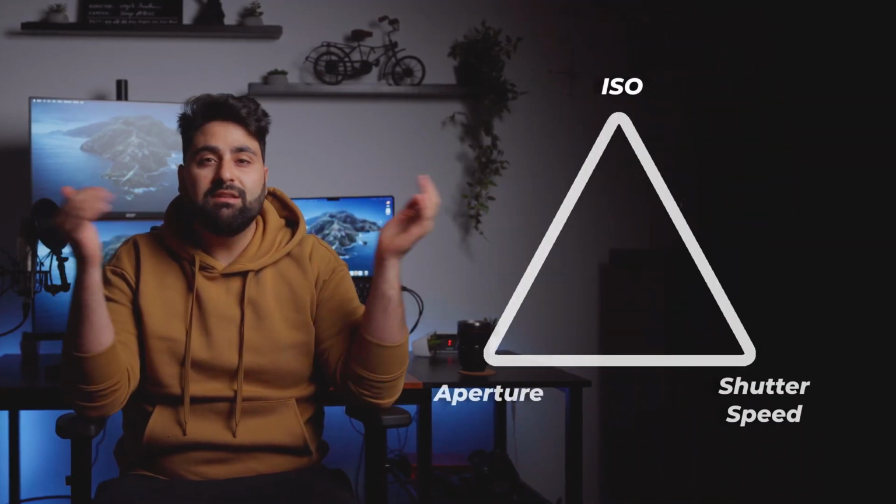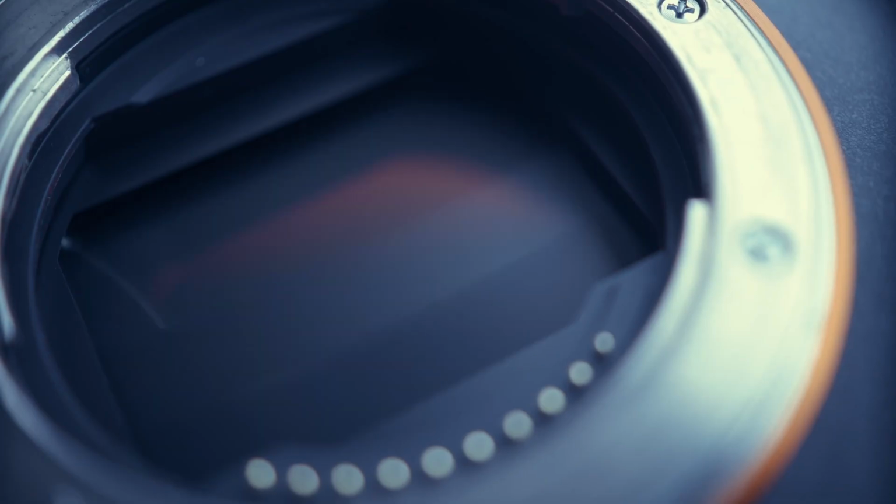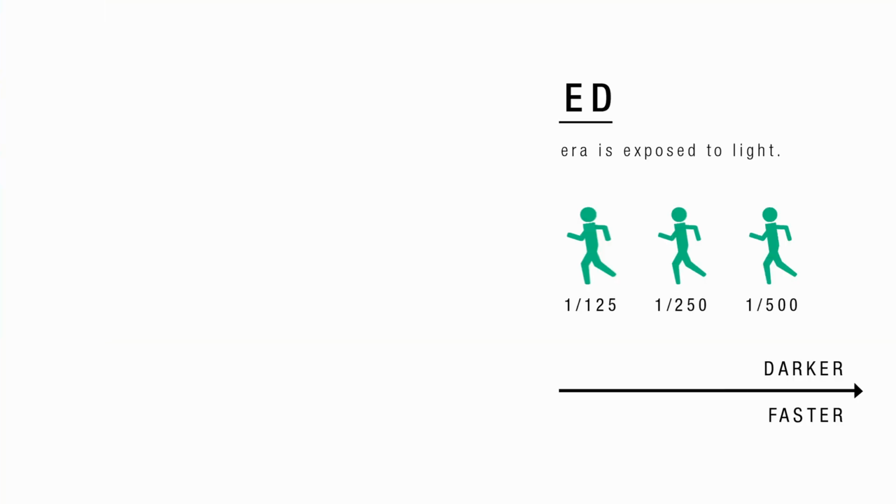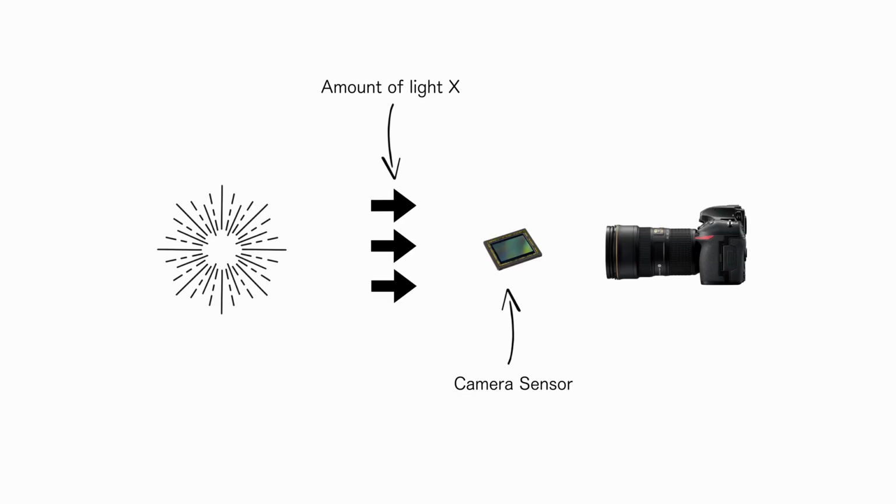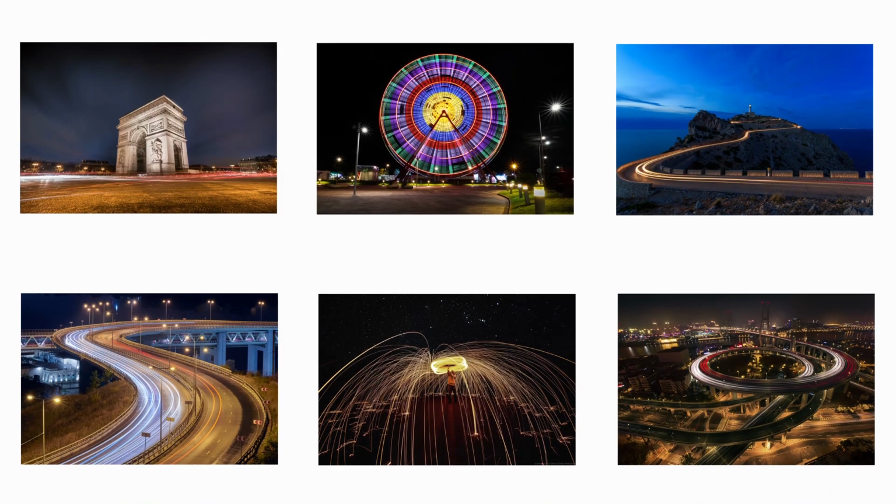The second element is called shutter speed. Shutter speed is exactly what it sounds like. It's the speed at which the shutter of the camera closes. A fast shutter speed creates a shorter exposure, which means a shorter time where light enters the camera. And a slow shutter speed gives the photographer a long exposure, which is used frequently in night photography.